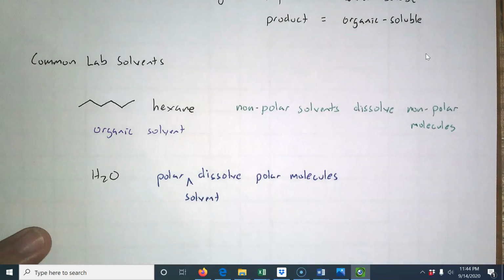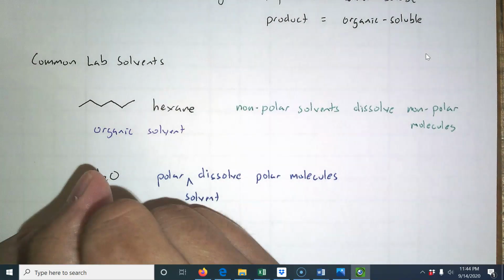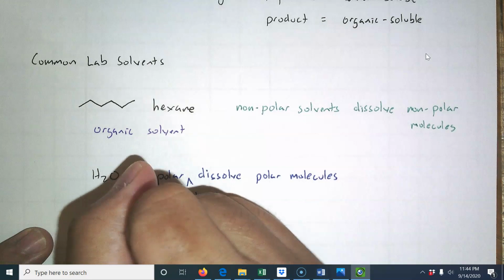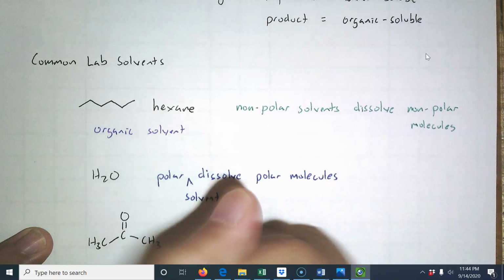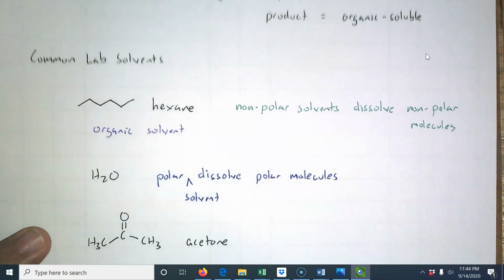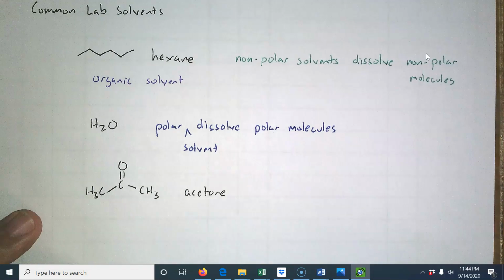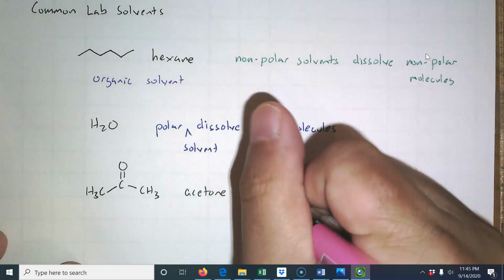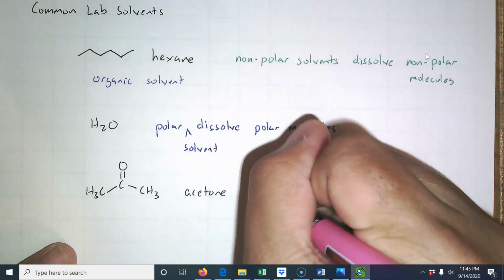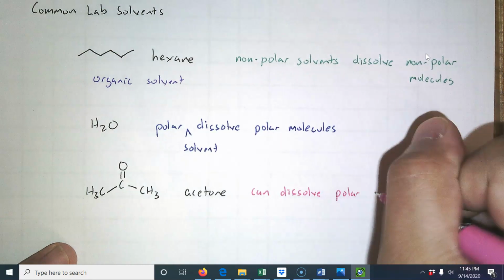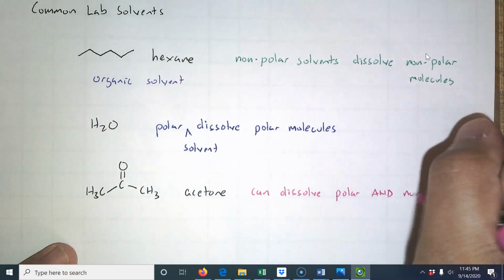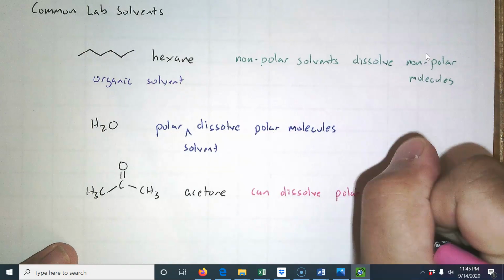What about acetone? Acetone, I'm going to use sort of a Lewis structure. This is acetone. Acetone can dissolve both because it has characteristics of both. So acetone is a very cool solvent because it can dissolve almost anything. It can dissolve polar and nonpolar molecules.